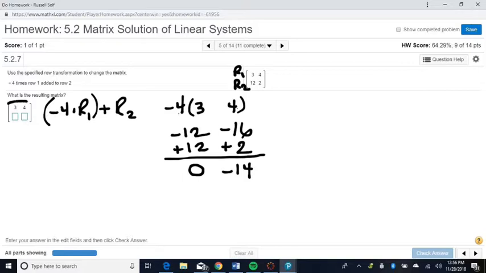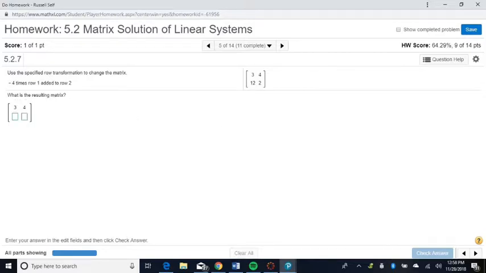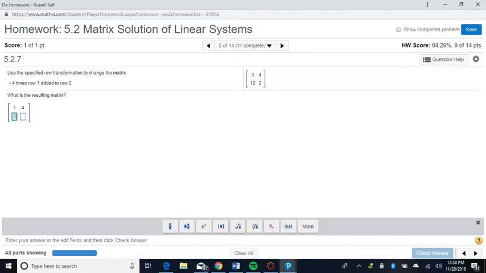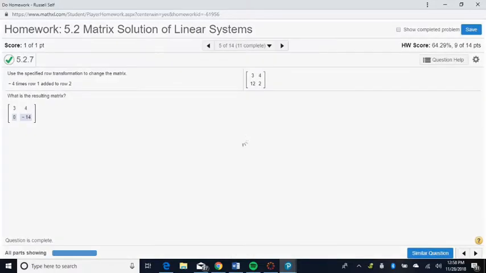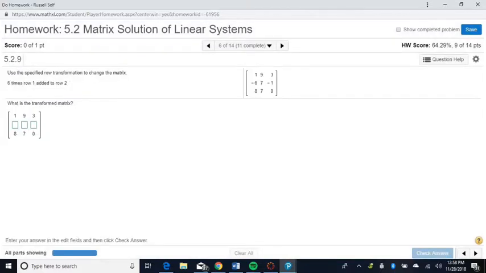Okay, you'll see that row 1 didn't change, but we've got two new spaces to put two new numbers for row 2. So let's plug those in. It's 0 and -14. And make sure that my arithmetic is correct. 0 and -14. There we go.